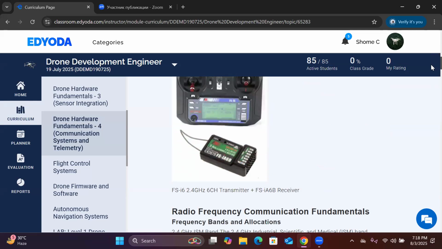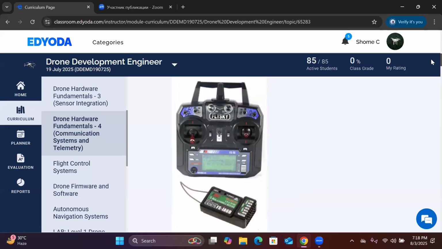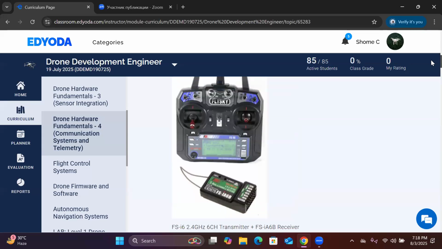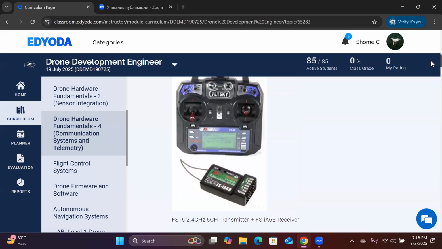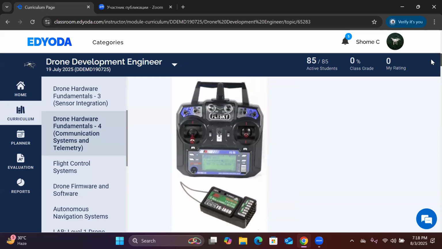So this is basically a 2.4 gigahertz 6-channel transmitter plus FS-iA6B receiver. This is for your knowledge, to show how the transmitter and the receiver look. Generally this is for the amateur drone kit.